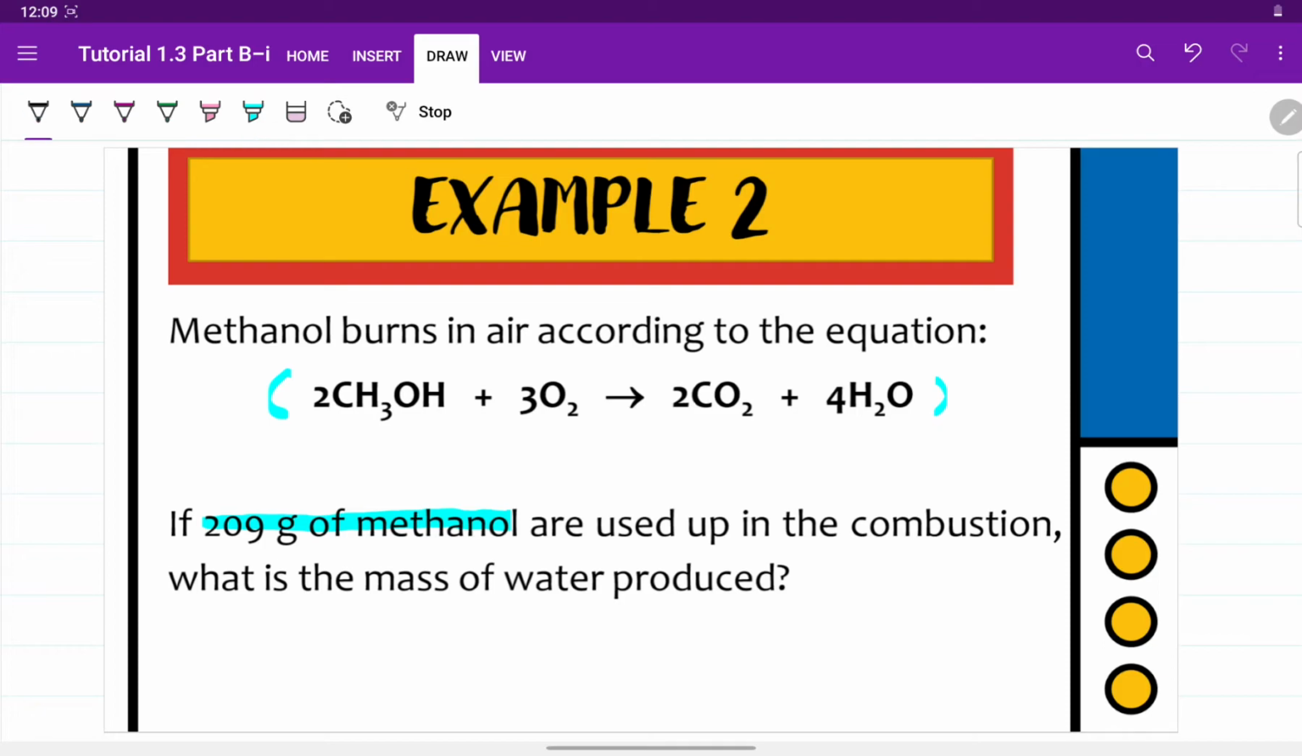So methanol yang mana? Yang ini. This is your methanol over here. So we are given over here the mass of methanol. Okay, jadi kita boleh tulis macam ni lah. Okay, awak boleh scribble dekat bawah equation. So mass methanol adalah 209 gram. Okay, so 209 are used up in the combustion. Okay, so what is the mass of water produced? So sekarang soalan ni minta, okay, berapa mass of water yang dihasilkan? Okay, now.